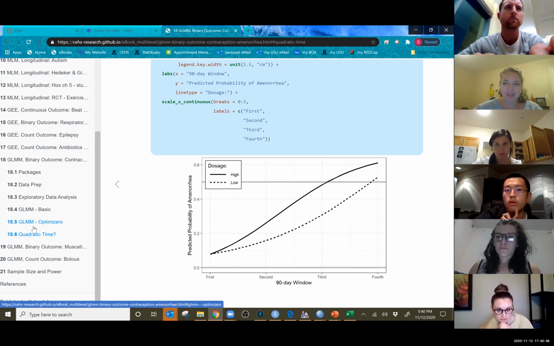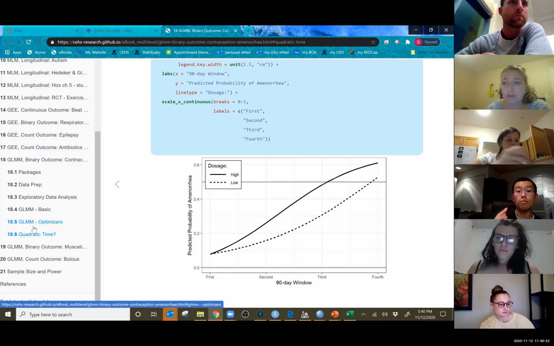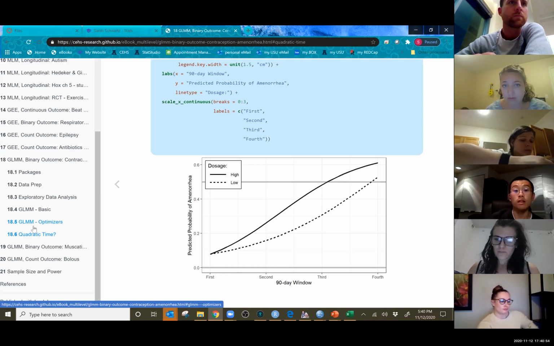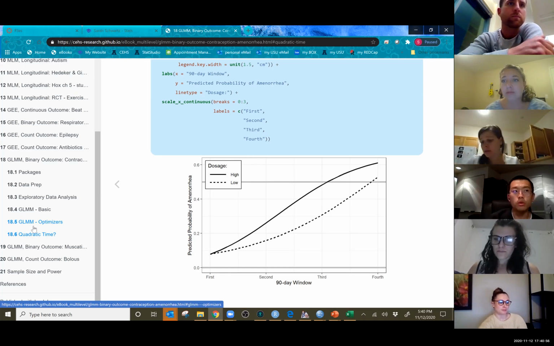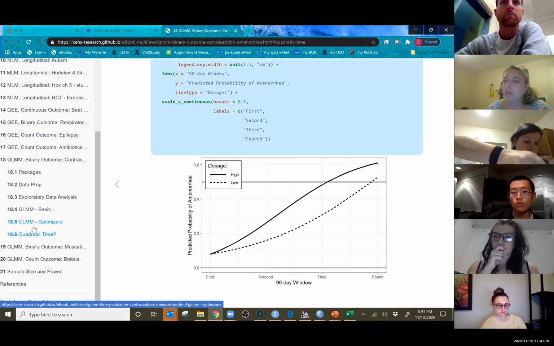Can I ask a very quick question about today's lecture? In this model, the quadratic model shows better model fit than the linear model. I was wondering, when do we have to check the time effect? Like, when do we have to check the time effect?